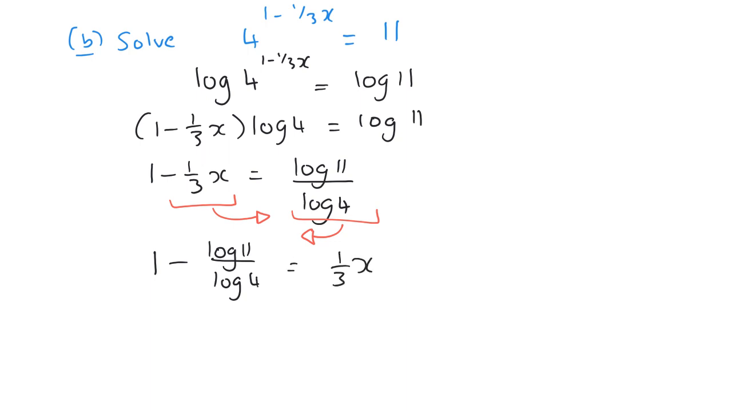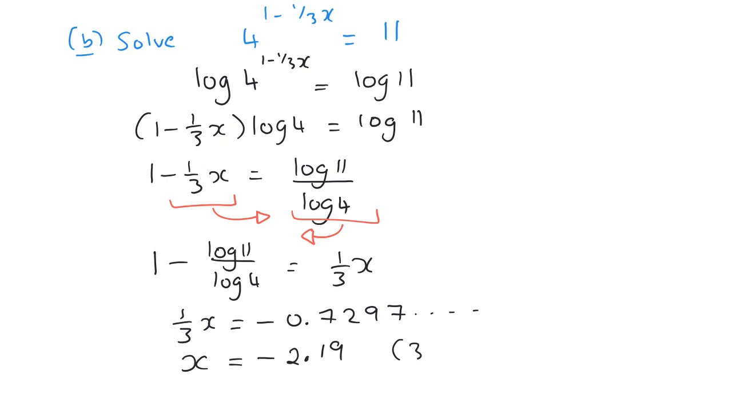So working out 1 minus log 11 over log 4 on my calculator, I get that a third x is minus 0.7297, etc. And then multiply by 3 to get what x is, and we'll get minus 2.19, again to 3 significant figures.